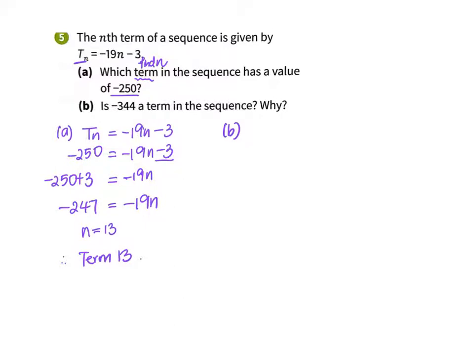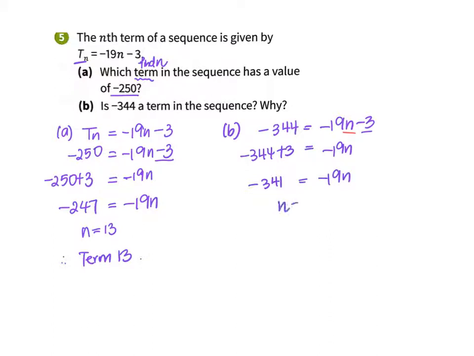part B, is negative 344 a term in the whole sequence? How do I know whether this is in the sequence or not? Well, we'll still equate negative 344 to the formula negative 19n minus 3. We can only try to solve for the value of n. So I'm going to shift minus 3 over: negative 344 plus 3. That gives me negative 341.